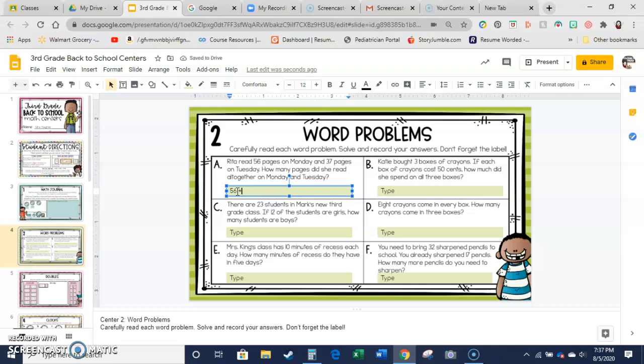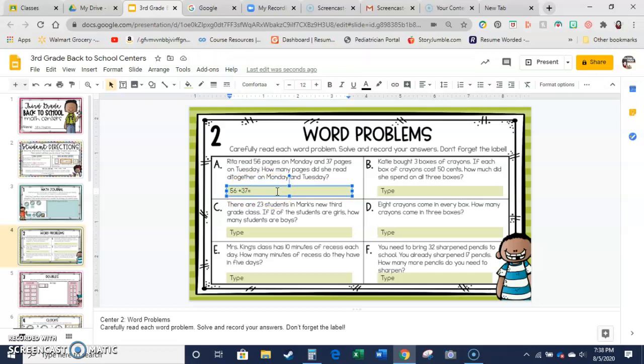On Monday, Rita read 56 pages. On Tuesday, Rita read 37 pages. So I'm going to add 37 to 56 to get my total amount. I'm going to put in my equal sign. Now I'm going to add it together.